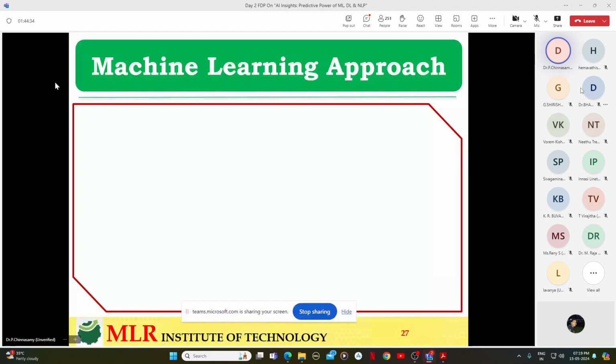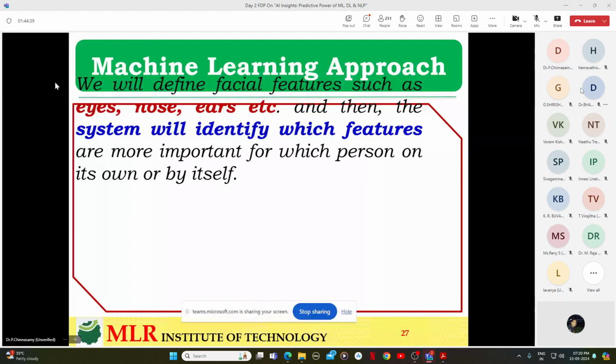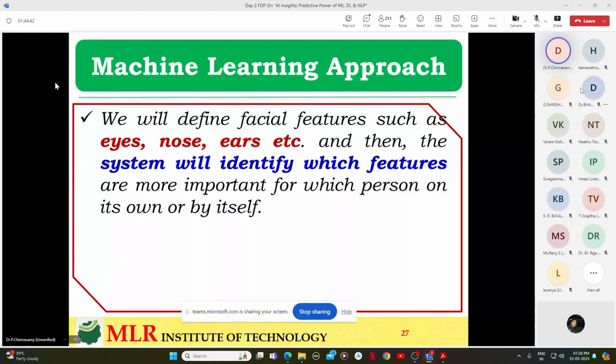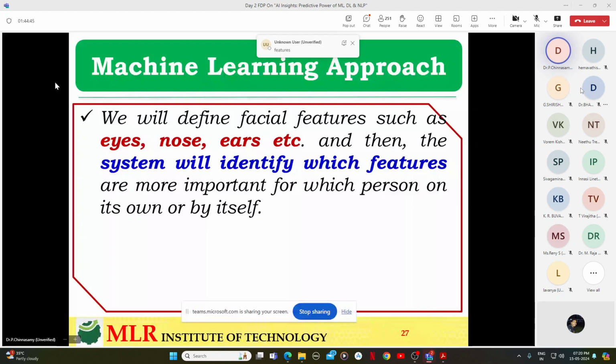I'm going to give a solution for an ML model first. The model has to define the features called eyes, nose, ears, etc. But the thing is, from these features, the machine has to extract the features itself. The model has to learn, right? Then only can we identify that these features are matched, so this image belongs to someone. Then only can we take decisions, right?